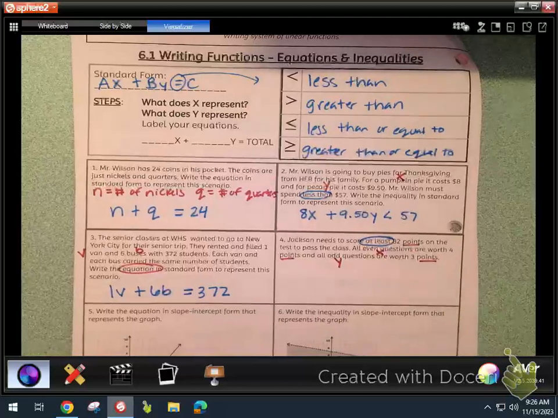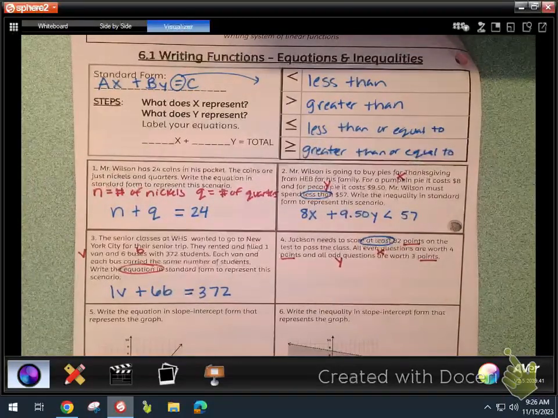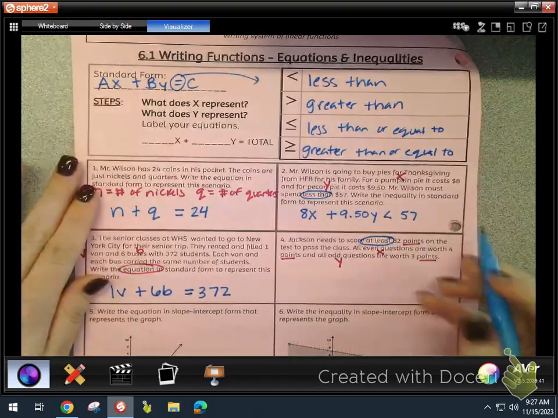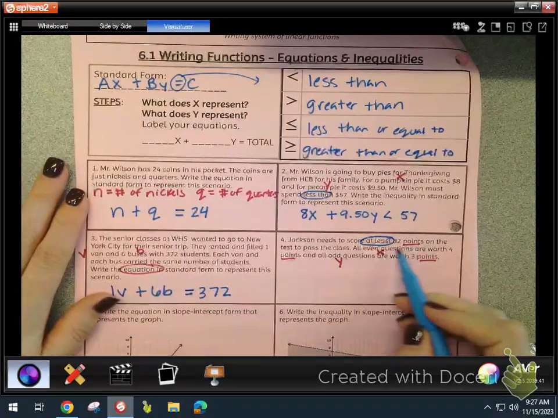So when we get to the next page and we're doing 2 equations, are you good? Yep. We're doing 2 equations and two equations. We've got to keep our units consistent. So if I'm talking about points, then I need to use all the numbers that represent point values. Okay? So I'm trying to score how many points total? Jackson's trying to score how many points?